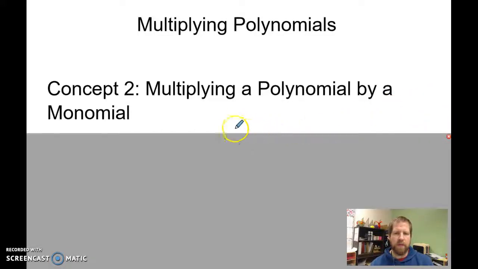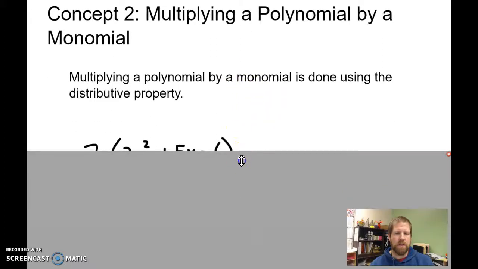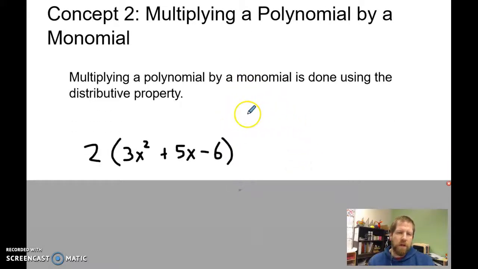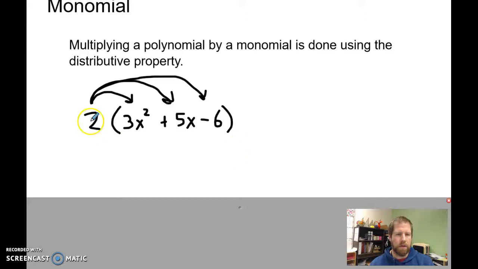Concept 2, multiplying a polynomial by a monomial. Alright, so we are going to be using the distributive property when multiplying our polynomial by a monomial. Okay, so we're going to take whatever our monomial is, multiply it by the first term, the second term, and then the third term. Right? So 2 times 3x squared is 6x squared, plus 2 times 5x is 10x, minus 6, 2 times negative 6 is a negative 12.